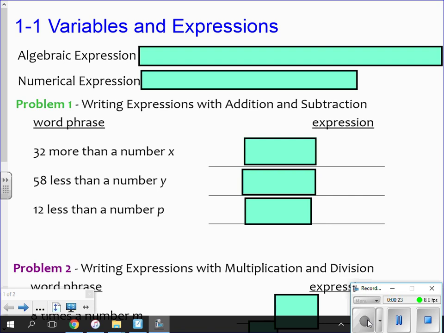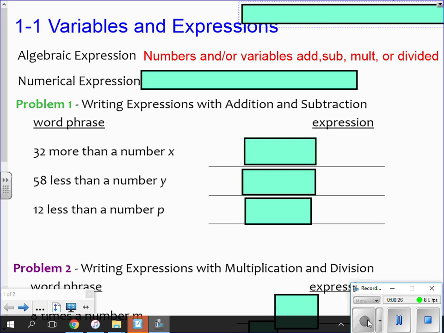The first one we have here is an algebraic expression. Numbers and/or variables, added, subtracted, multiplied, or divided. So if it's algebraic, variables are included. Okay. And if you want to put plus, minus, times, divide, use the symbols for multiplication, division, addition, and subtraction, I'm okay with that. So an algebraic expression includes algebraic symbols, includes variables.